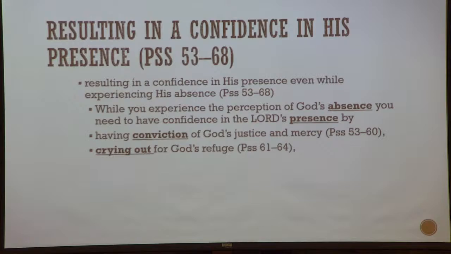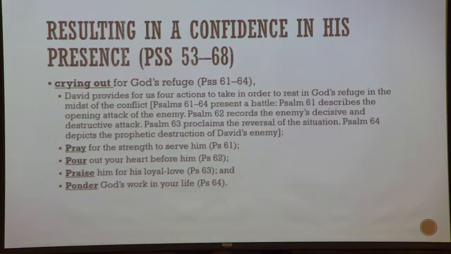Right, so we have, well, you experience the perception of God's absence. You need to have confidence in the Lord's presence. We do this by having conviction of God's justice and mercy, which we saw in 53 through 60. And then by crying out for God's refuge. Right, so in these 4 Psalms, David provides 4 actions to take in order to rest in God's refuge in the midst of the conflict.